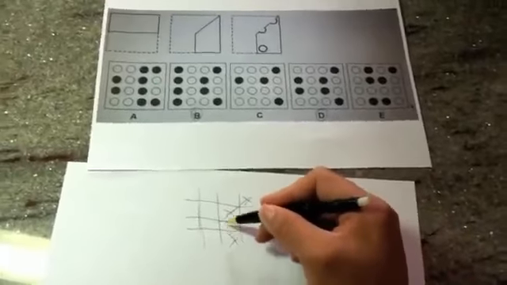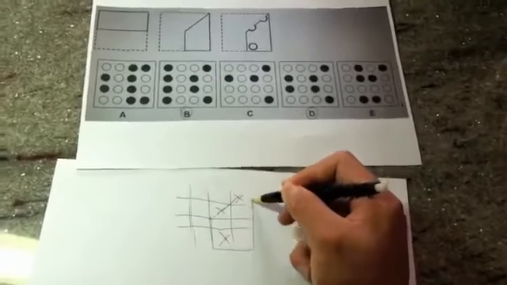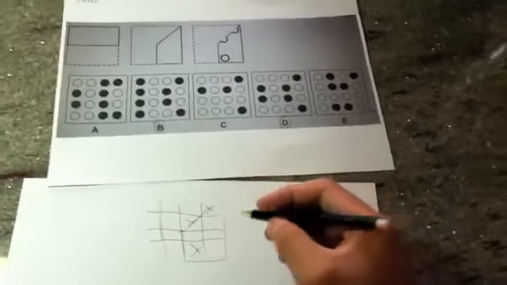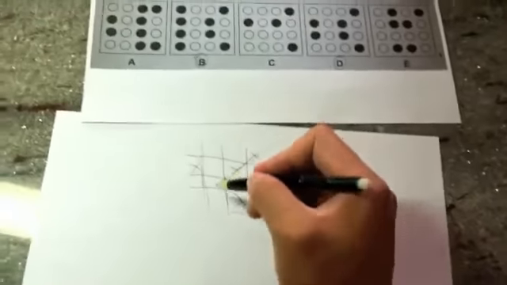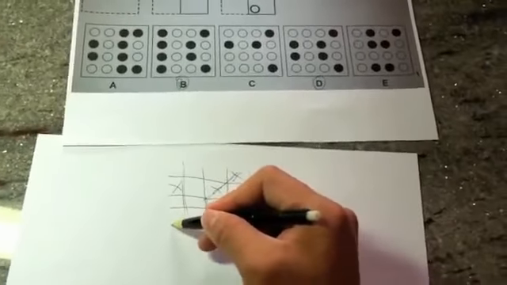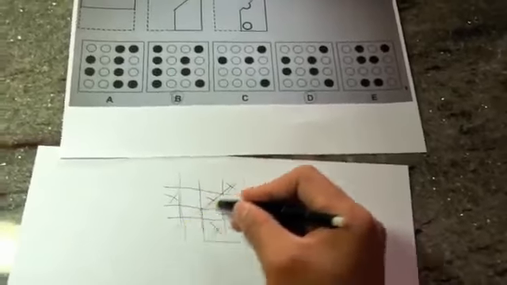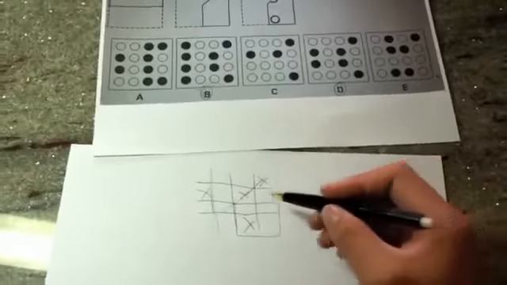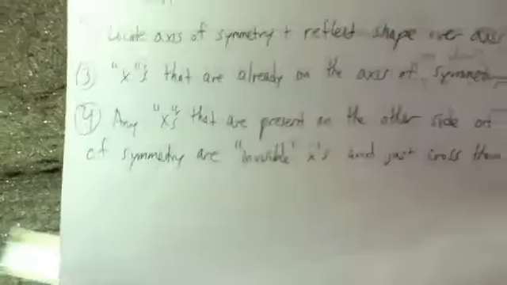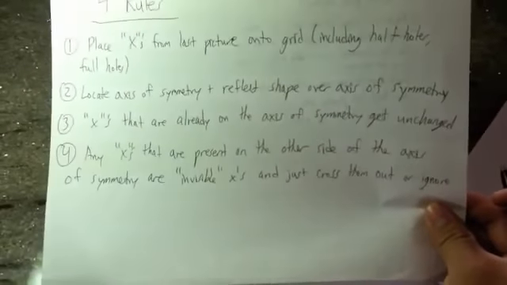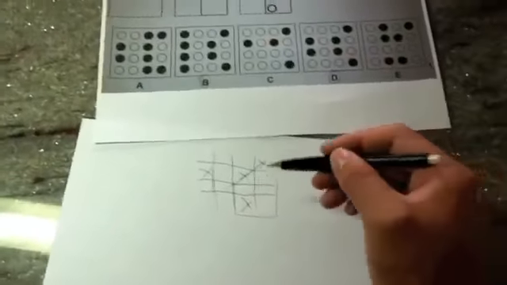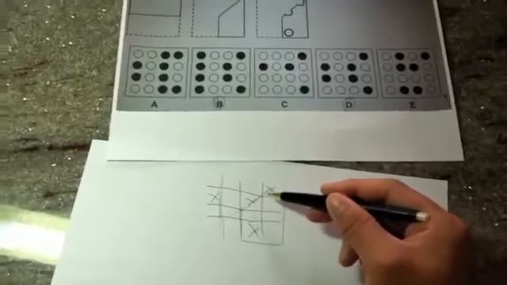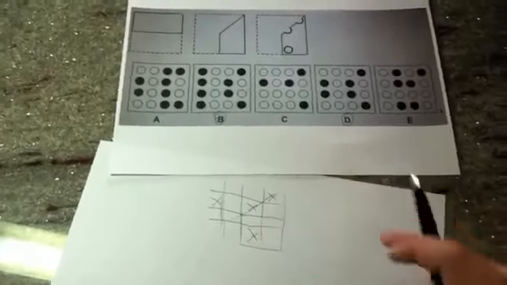And so this would include this X, right? Because the shape, just to draw it out, would be like that, right? So we're going to reflect it over. And keep in mind, even though the axis isn't shown here, it's extended. The axis is this whole line right here. And so this brings up a good point. For the 3rd rule, X's that are already on the axis of symmetry get unchanged. So since these X's are already on the axis of symmetry, they are unchanged. So this would be the only thing that gets reflected.